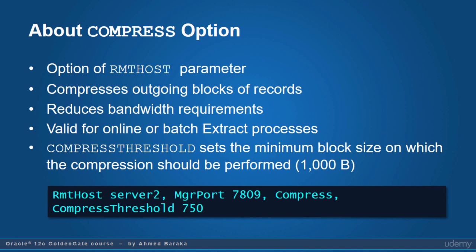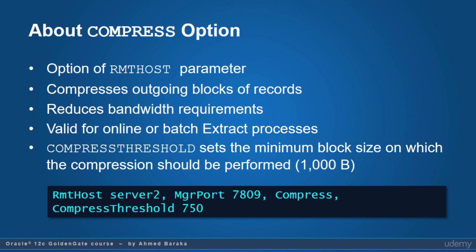You can configure the extract to compress the data before it sends it to the remote host. To do that, use the compress option of the RMTHOST parameter. When the outgoing blocks of records are compressed, the bandwidth of the network required for packets transfer will be reduced. This option is valid for online or batch extract processes.